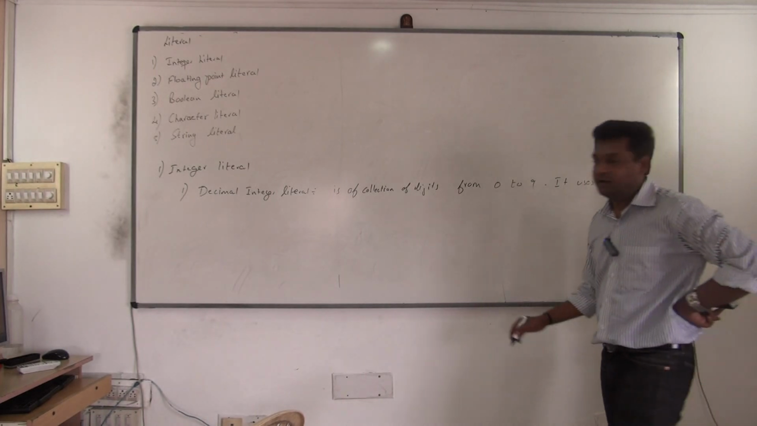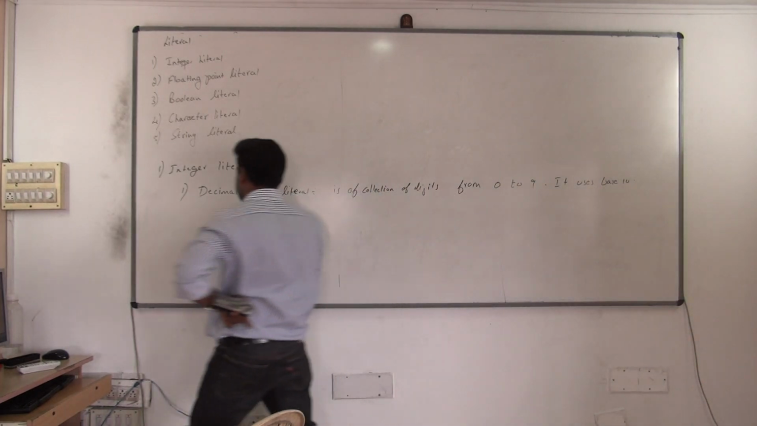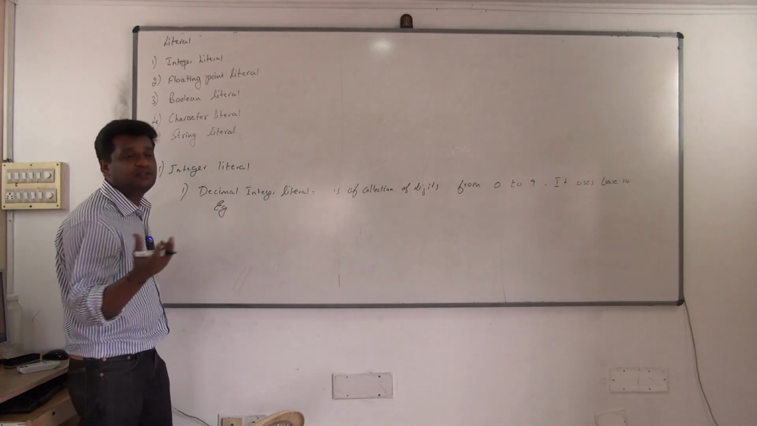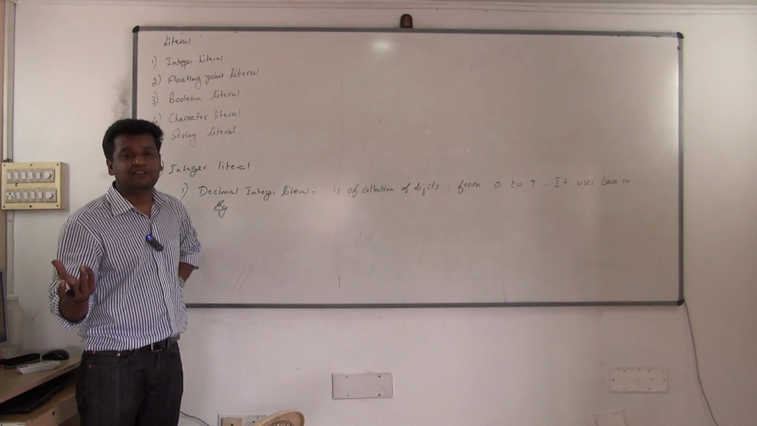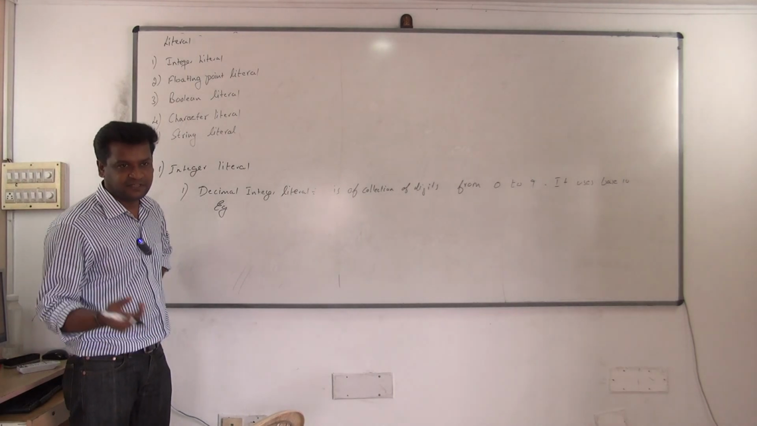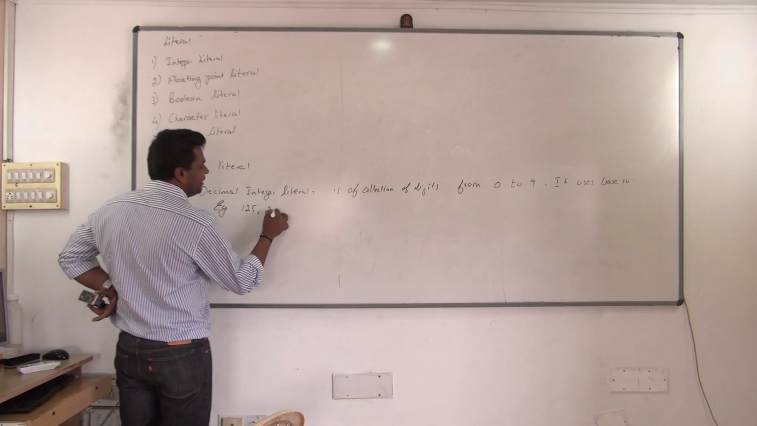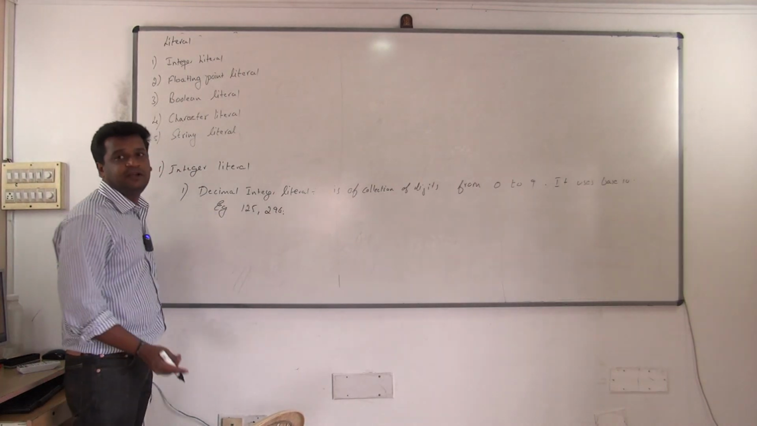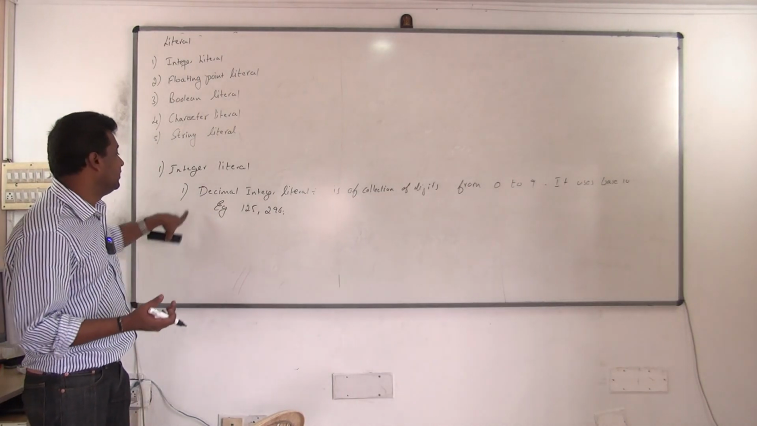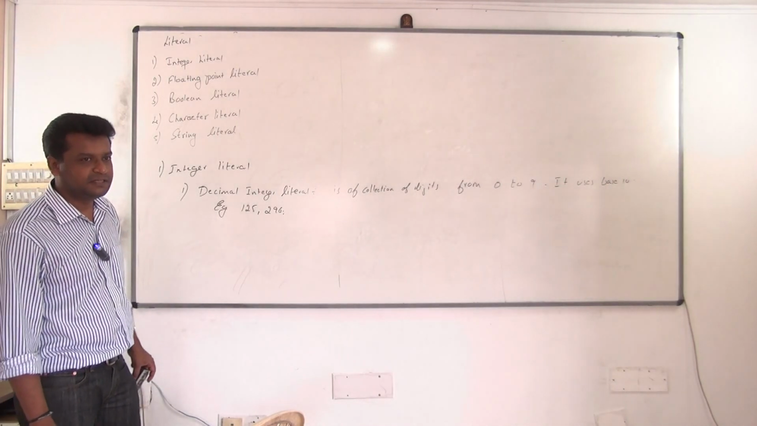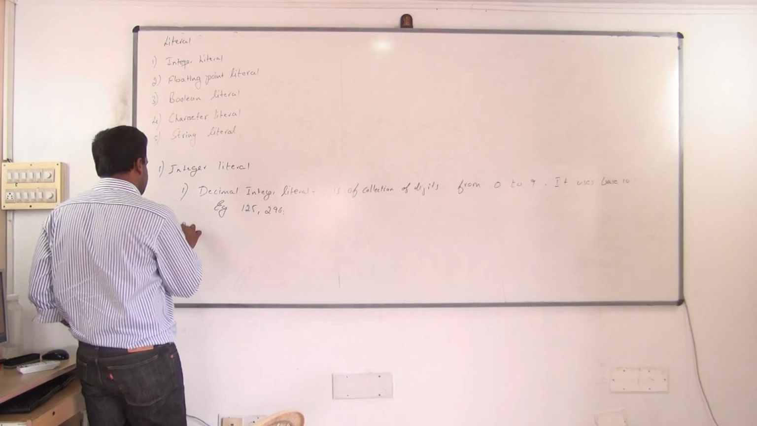You know base 10 now? It will use that. Now example for integer literal. See, these are literals, they are values. And these values will be finally stored in what? Corresponding data types. So these are the values. See, 125, 296. These are all called as what? Decimal integer literal. Technically they are called as decimal integer literal.